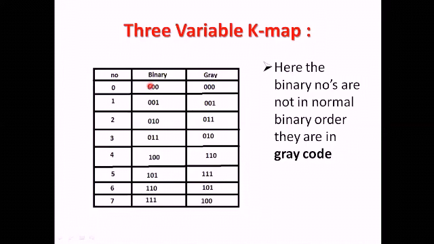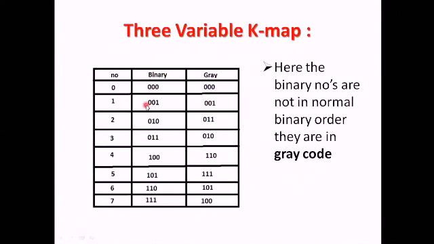See, for binary to gray conversion or for gray to binary conversion, we are using the XOR gate. Already you know what the XOR gate is and what the truth tables are. Now let us look here. This is the binary number and this is the gray code. For 0, for number 0, this is the binary code. As this is 3 variables, we are taking 3 bits, that is 0, 0, 0. The gray code is 0, 0, 0.